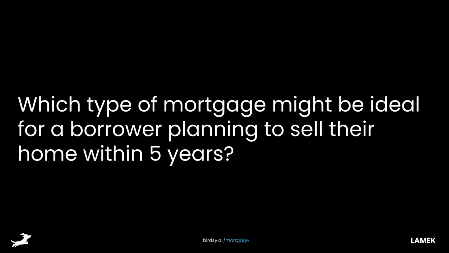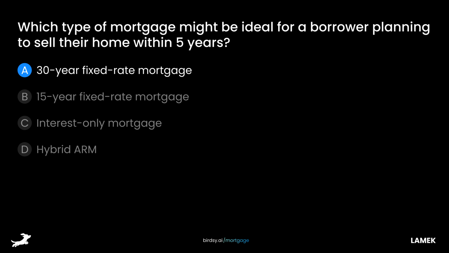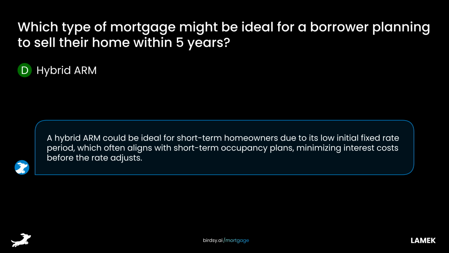Which type of mortgage might be ideal for a borrower planning to sell their home within 5 years? Is it A, 30-year fixed-rate mortgage, B, 15-year fixed-rate mortgage, C, interest-only mortgage, or D, a hybrid adjustable rate mortgage? The answer is D, a hybrid adjustable rate mortgage. A hybrid ARM could be ideal for short-term homeowners due to its low initial fixed rate period, which often aligns with short-term occupancy plans, minimizing interest costs before the rate adjusts.